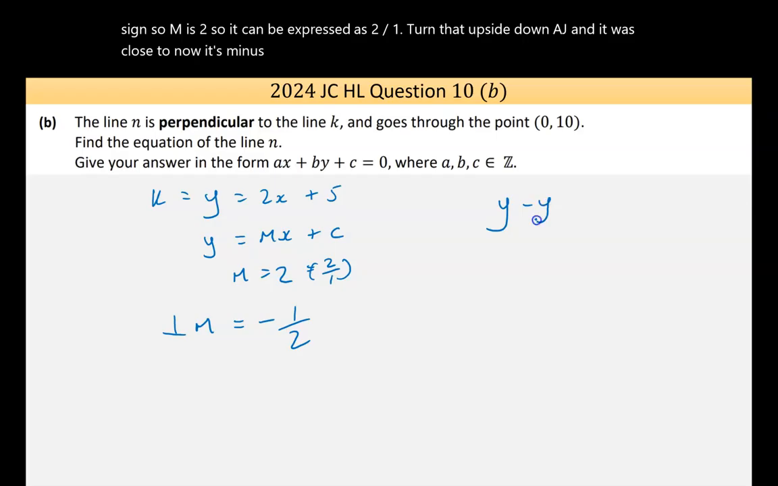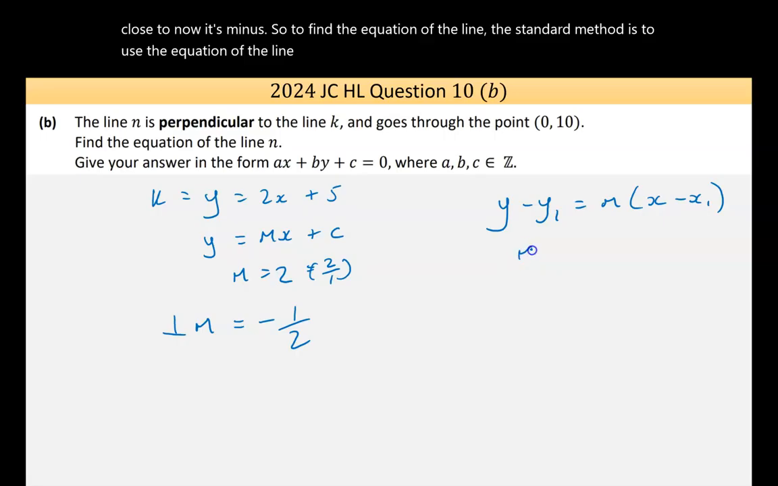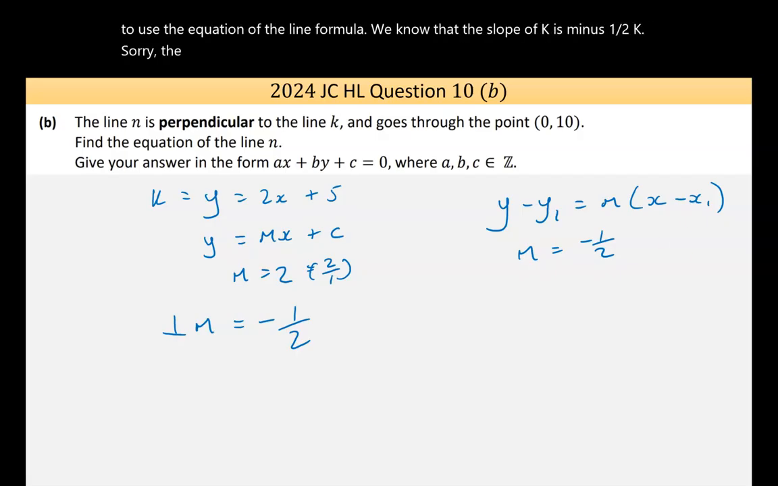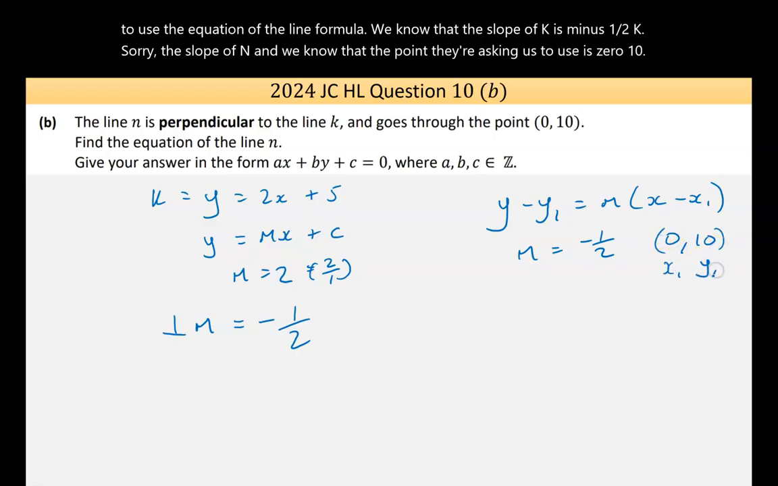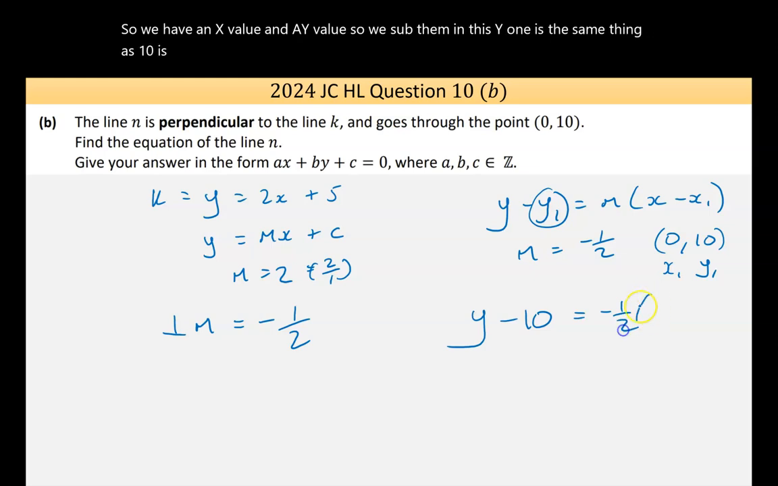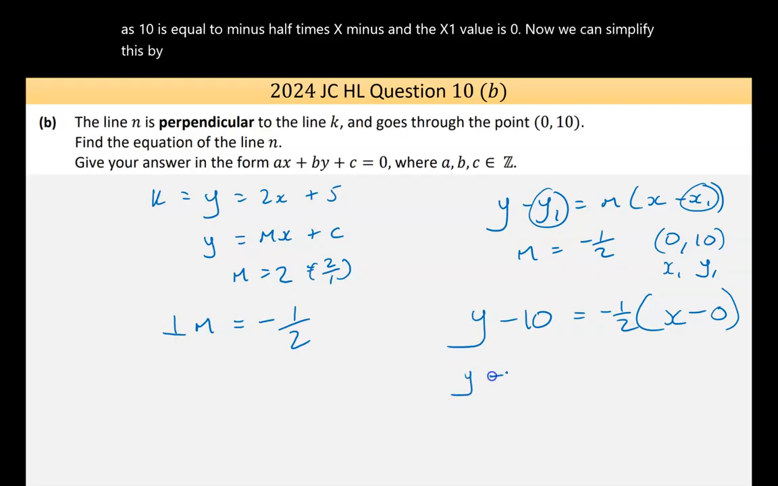So to find the equation of the line, the standard method is to use the equation of the line formula. We know that the slope of n is minus a half, and we know that the point they're asking us to use is 0, 10. So we have an x value and a y value, so we sub them in. This y1 is the same thing as 10. y minus 10 is equal to minus a half times x minus, and the x1 value is 0. Now we can simplify this by removing the brackets. y minus 10 is equal to minus a half x.